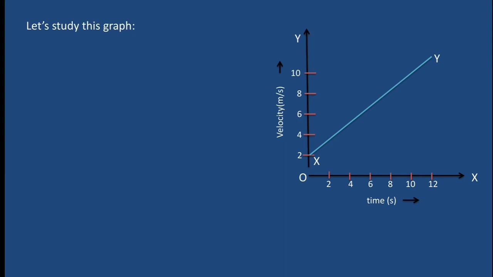Also from this graph you can see that the object is initially not at rest because the graph is not starting from the point origin. The graph is starting from a point which is lying on the y-axis. That is, we can say that the object has an initial velocity of 2 meter per second.